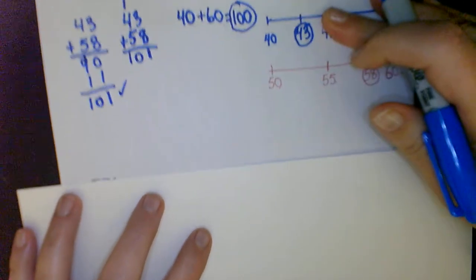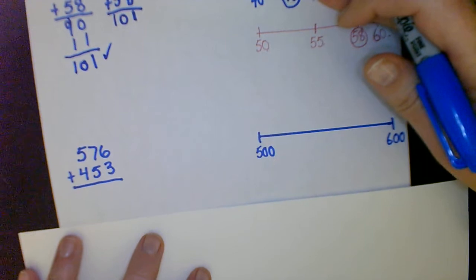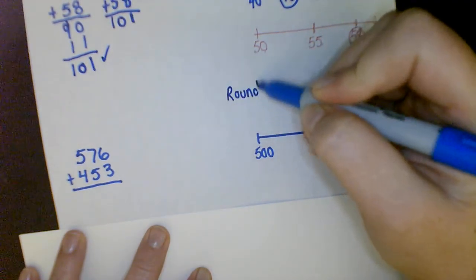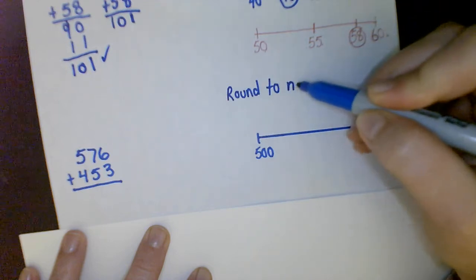Okay, let's take a look at our numbers in the hundreds. This time, we're going to round to the nearest 100 instead of 10.